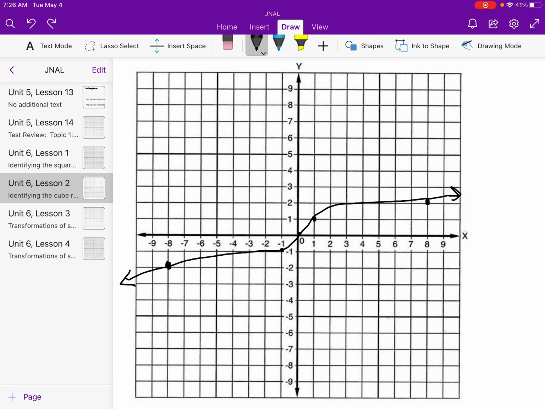So that's what the cube root function looks like, and we'll look at transformations of cube roots and square roots in the next videos.